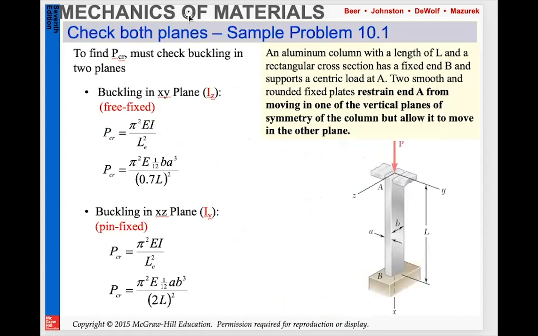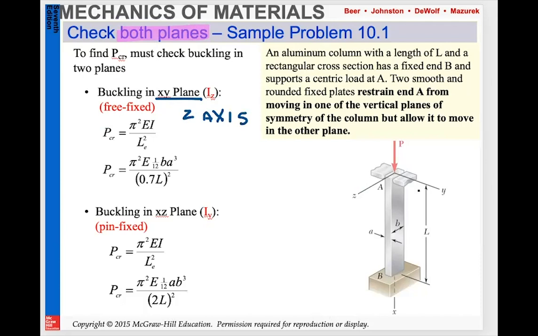The other key thing to remember is that in many cases you have to check both planes. We can buckle in either of two planes or two axes. Your book uses two different terminologies. One is buckling in a plane. Buckling in an XY plane would be the same as buckling about the Z axis. Buckling about the XZ plane at the bottom would be buckling about the Y axis.